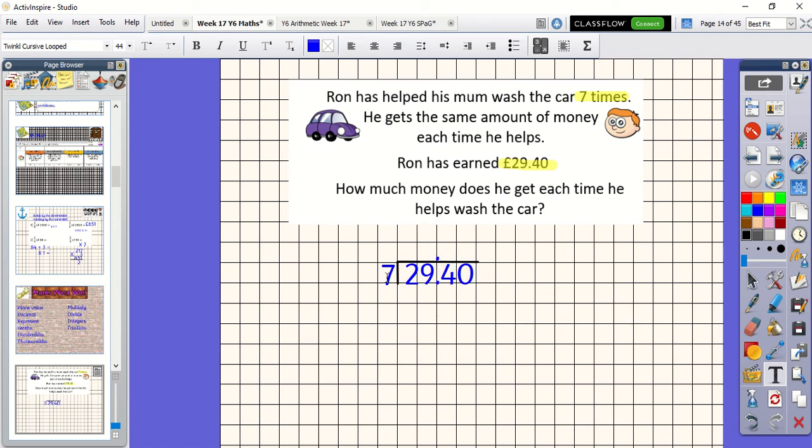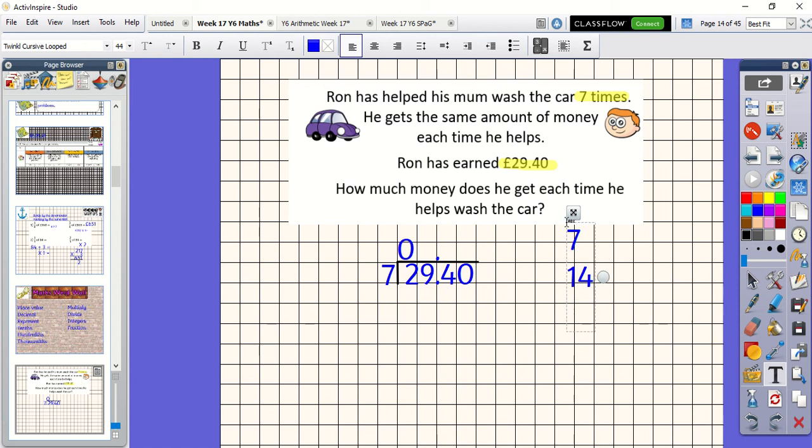Okay then, so I now need to look at how many 7s go into 2. Well, I know straight away that is 0 because 2 is not in the 7 times table. I'm not going to forget about that 2 though. I'm going to carry on over to 29. How many 7s go into 29? So let's do my 7 times table.